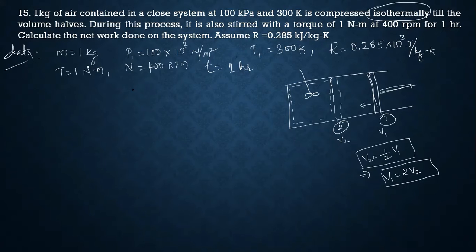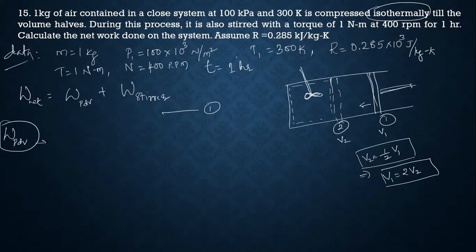Now, let us analyze this problem. We've got two things. One is isothermal process and another one is stirrer work. Therefore, net work done is one isothermal work, or else I will call it integral PdV work, and another one is stirrer work. Let us calculate one by one. If you write this as equation 1, let us calculate integral PdV work first.